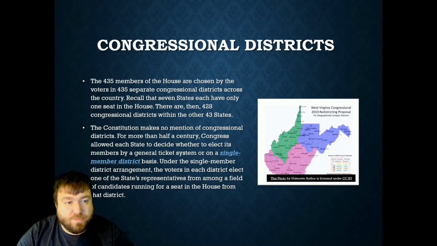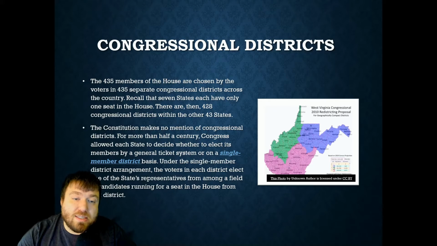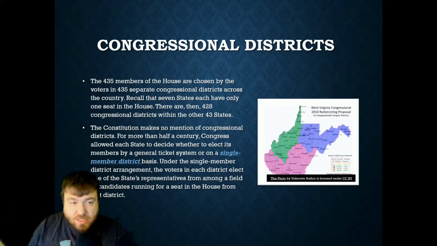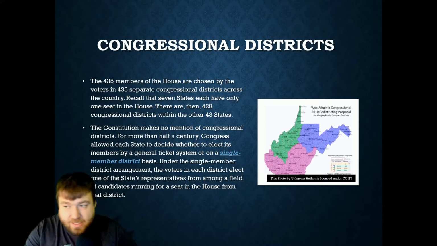Congressional districts. The 435 members of the House are chosen by the voters in 435 separate congressional districts across the country. Recall that 7 states each have only 1 seat in the House. There are then 428 congressional districts within the other 43 states. So, since 7 states only have 1 district because their population is so low, they don't have multiple districts in that state.